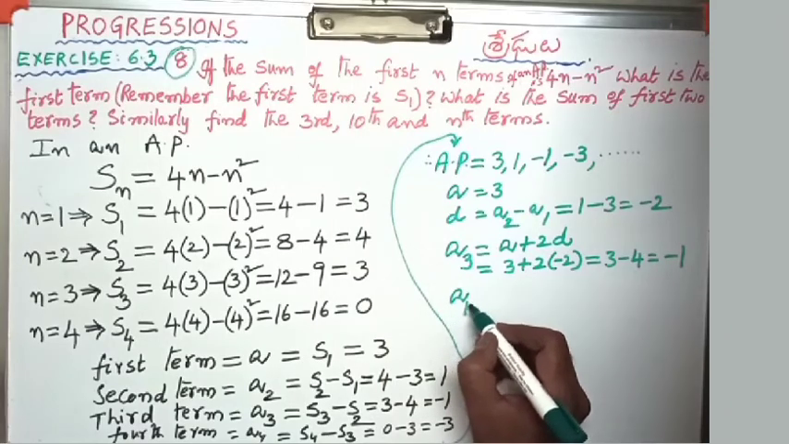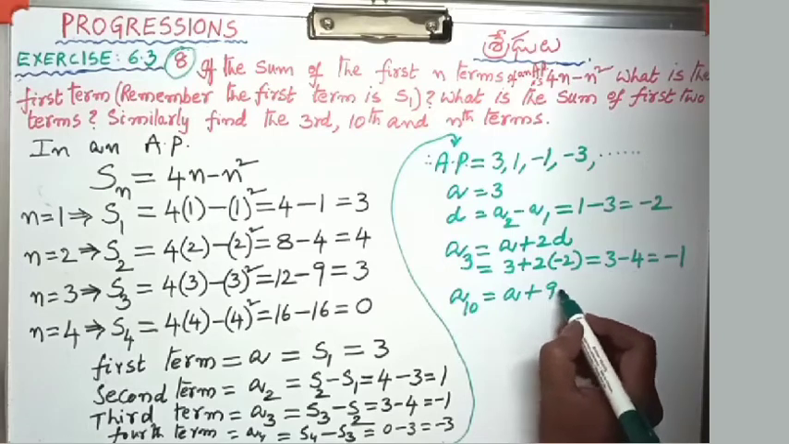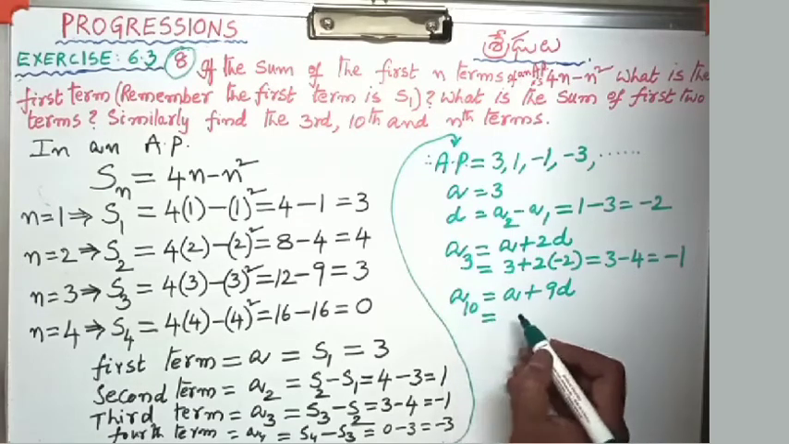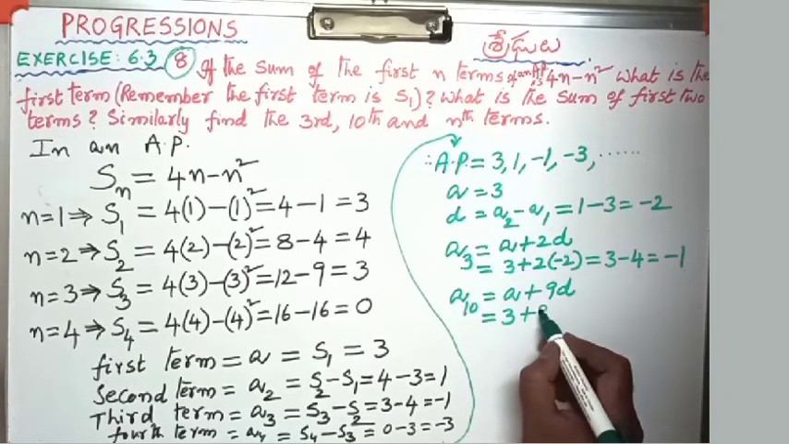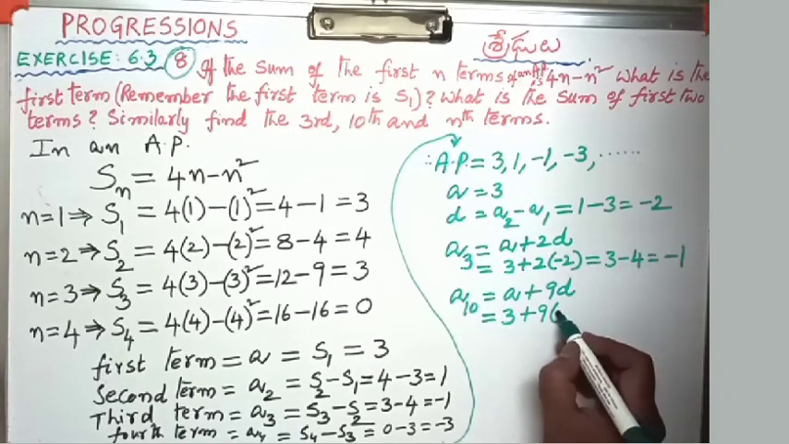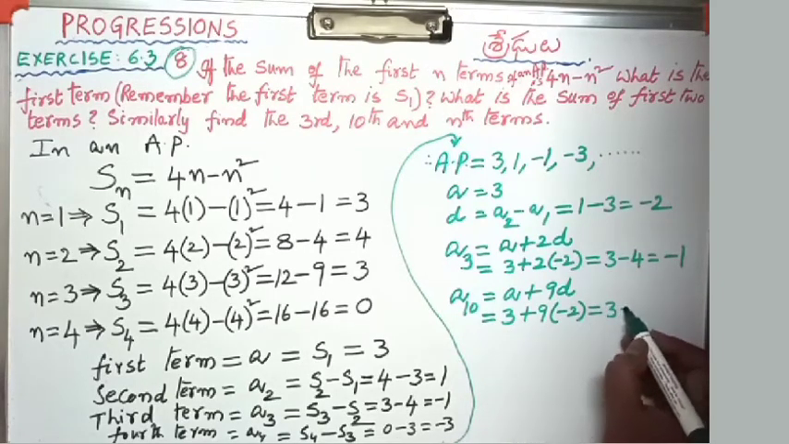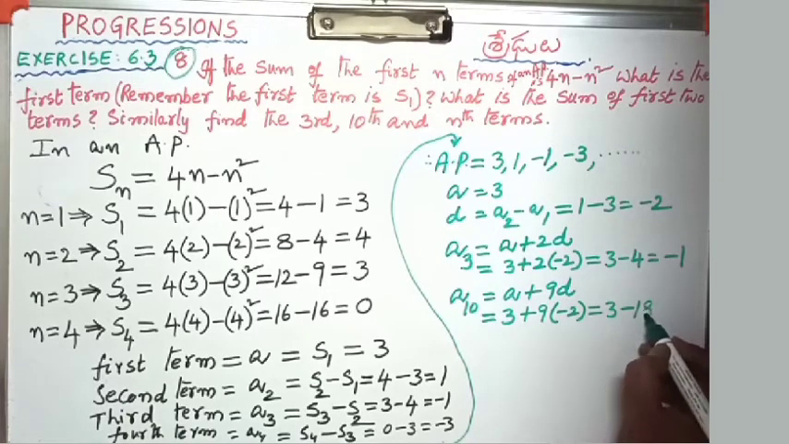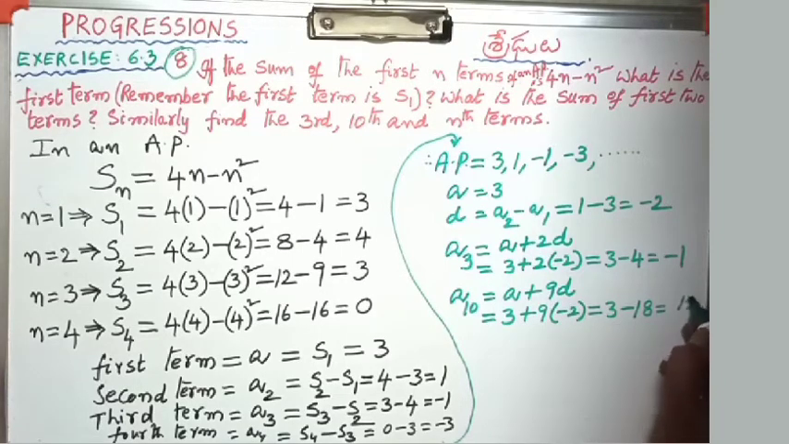The 10th term A10 is equal to A plus 9D. That equals A is 3, substitute the A value and D value, plus 9 times the D value, which is -2. So that equals 3 plus minus 9 twos are 18. That is subtraction: 18 minus 3 is 15. The bigger number is 18 and its symbol is minus, so A10 is -15.